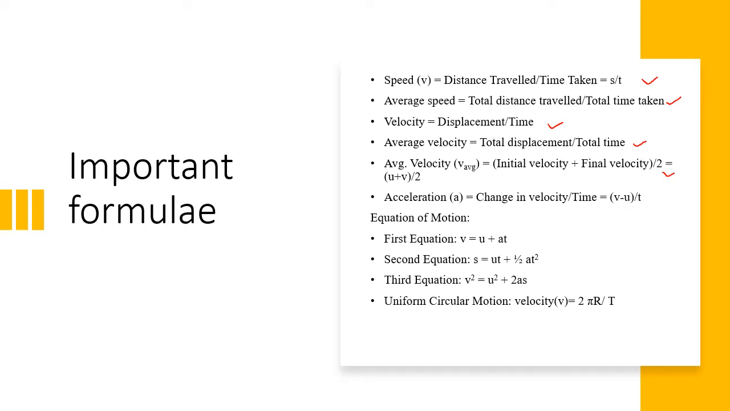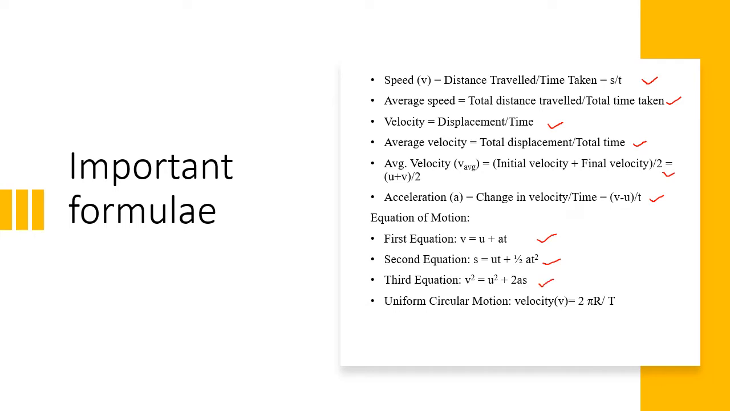And the next is acceleration, rate of change of velocity. So change in velocity divided by time: v minus u, final velocity minus initial velocity, divided by t. For deceleration, this value should come with a negative sign. And the next is equations of motion. First equation, v equal to u plus at, velocity time relationship. Second equation, s equal to ut plus half at squared. Third equation, v squared equal to u squared plus 2as.